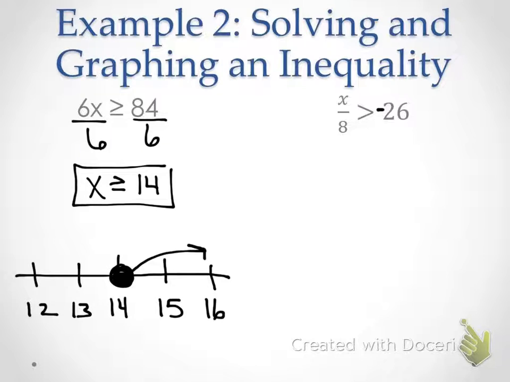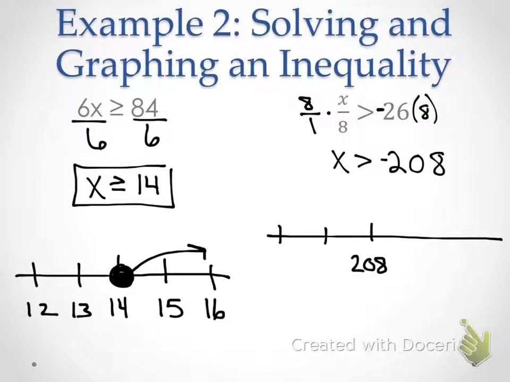Okay, so now on the second one, x over 8 is greater than negative 26. What do I do to solve for x? Multiply both sides by 8 over 1, or just 8. Same thing. Okay, so multiply both sides by 8. All right, and now x is greater than, what's negative 26 times 8? Negative 208.